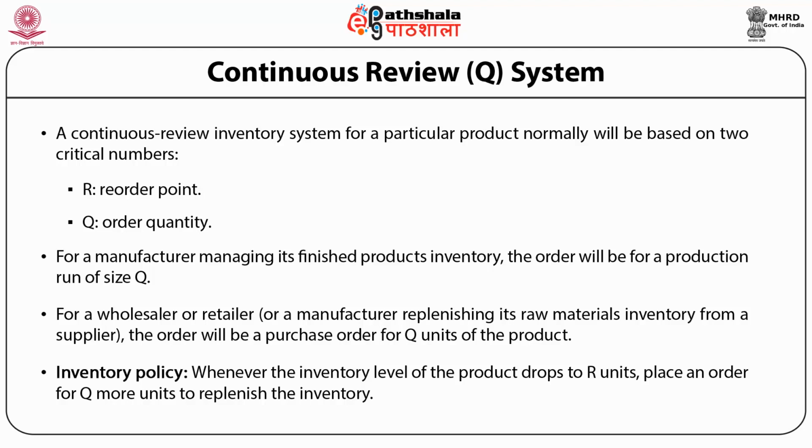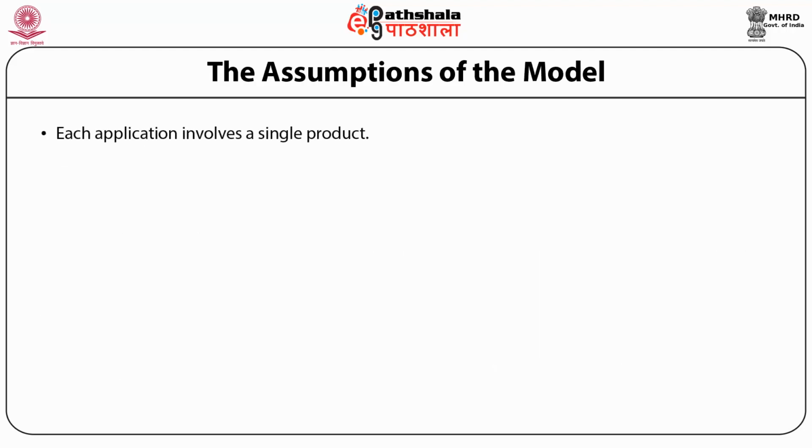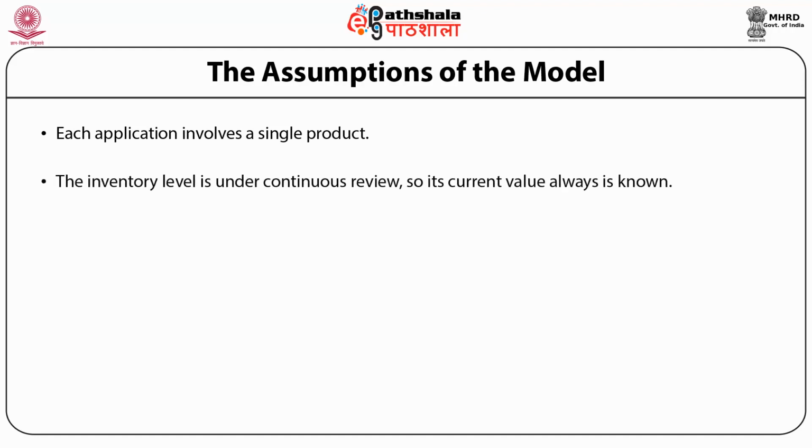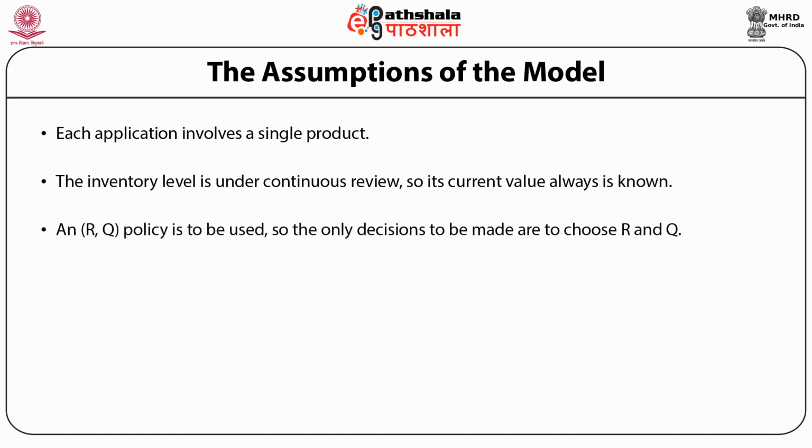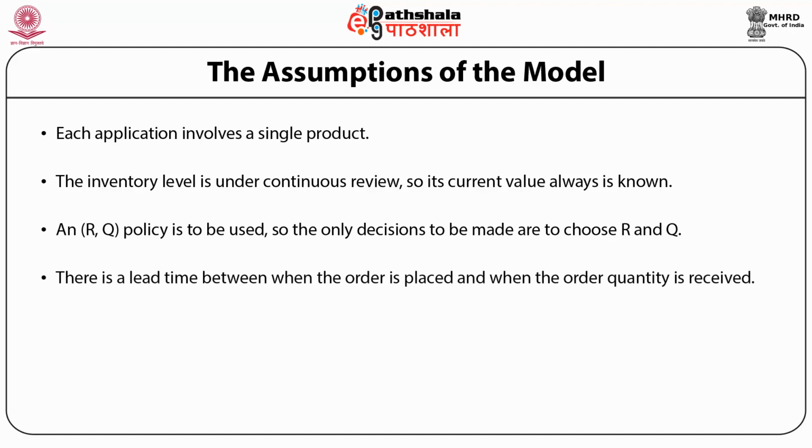Inventory policy: whenever the inventory level of the product drops to R units, place an order for Q more units to replenish the inventory. Each application involves a single product. The inventory level is under continuous review, so its current value always is known. An R, Q policy is to be used, so the only decisions to be made are to choose R and Q. There is a lead time between when the order is placed and when the order quantity is received. This lead time can be either fixed or variable.